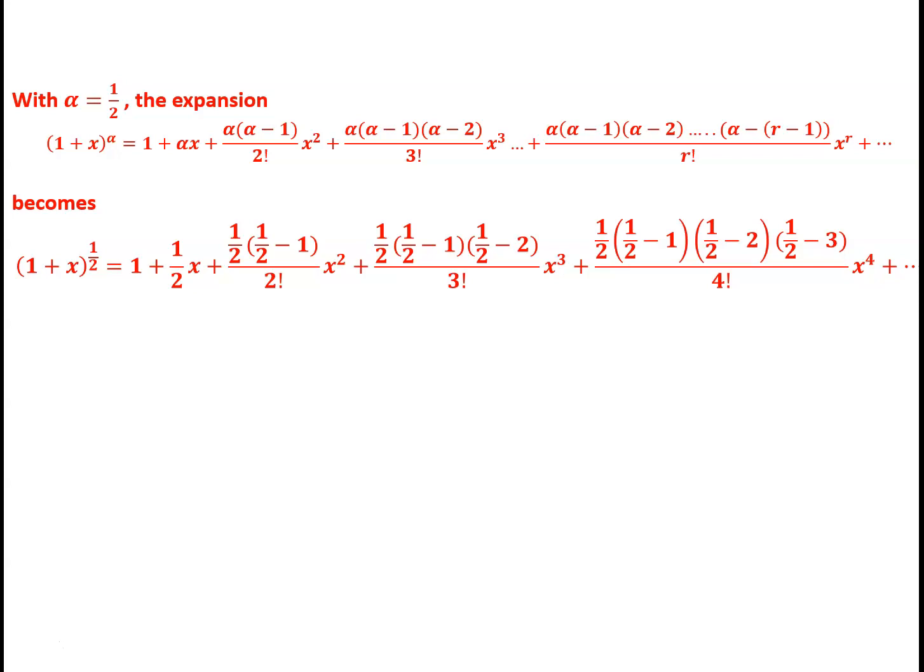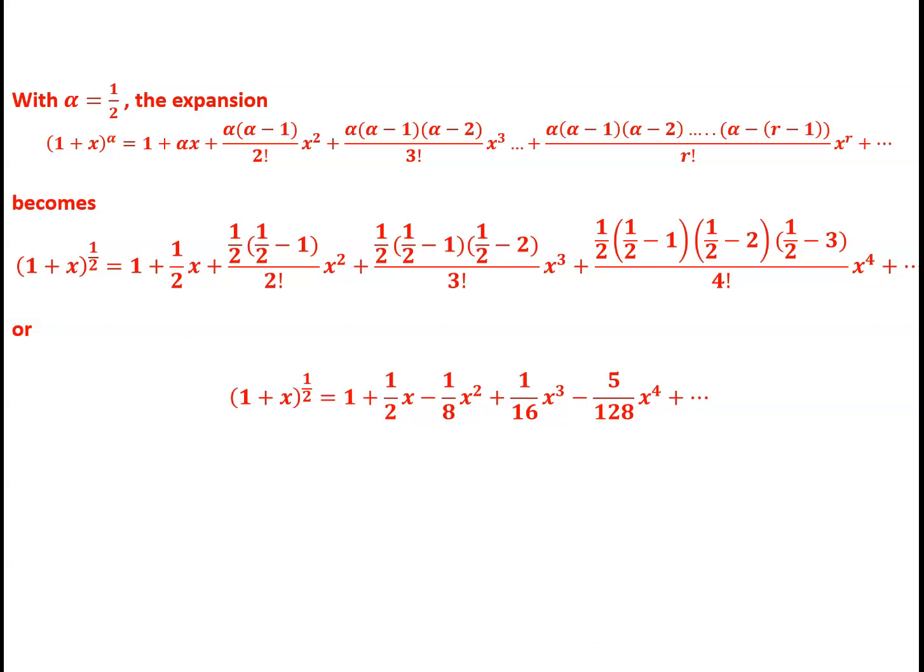Tidying up these first few terms though, we get (1 + x)^(1/2) is 1 plus a half x minus an eighth x squared plus a sixteenth x cubed minus 5/128 x^4 plus higher terms. But at the moment we don't know whether this expansion is valid or not.